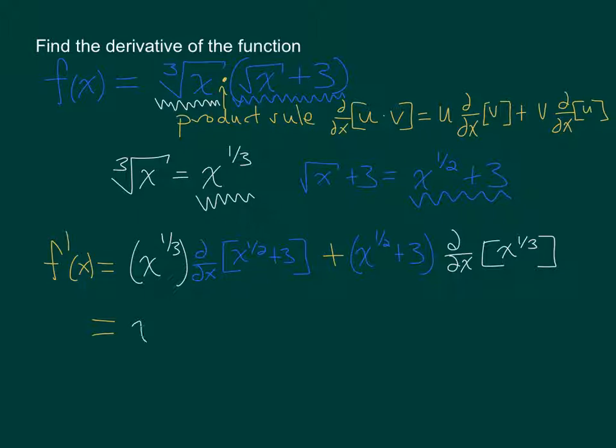So that leaves us with x to the 1/3 power times the derivative of x to the 1/2 power plus 3, which is 1 over 2 x to the 1/2 power, plus x to the 1/2 power plus 3 times the derivative of x to the 1/3 power. That derivative is 1 over 3 times x to the 2/3 power.